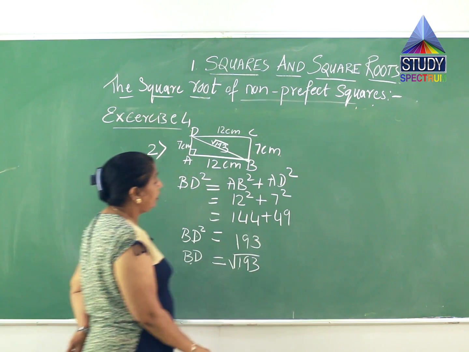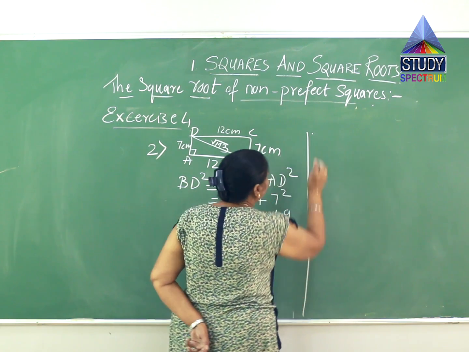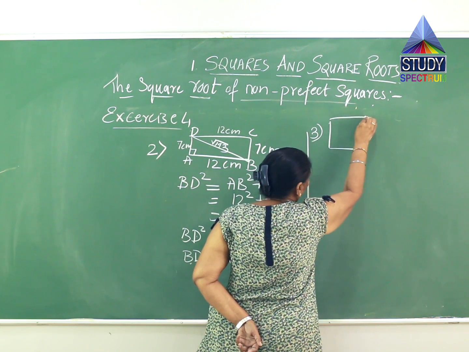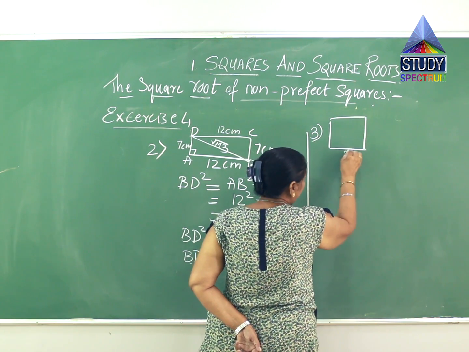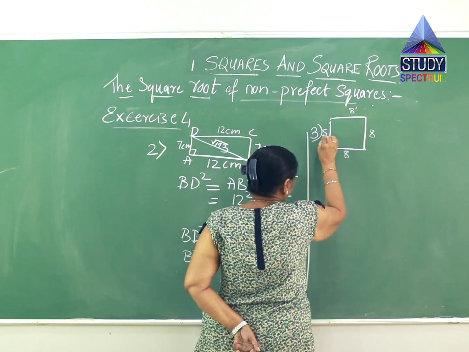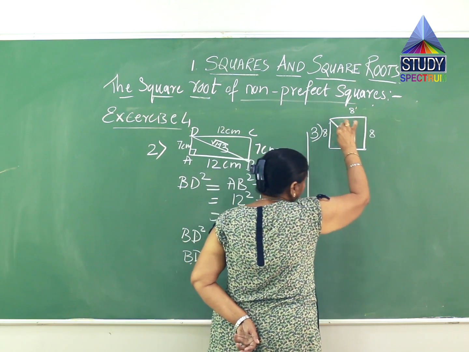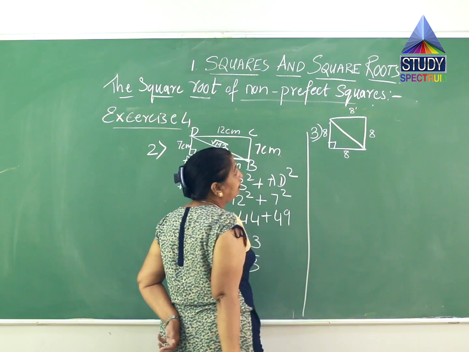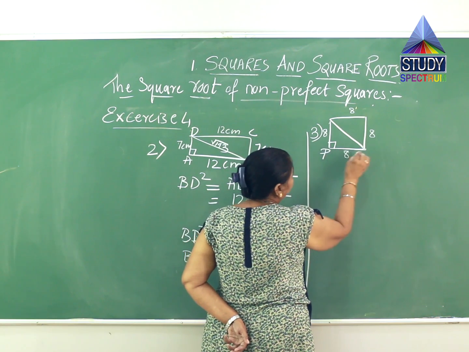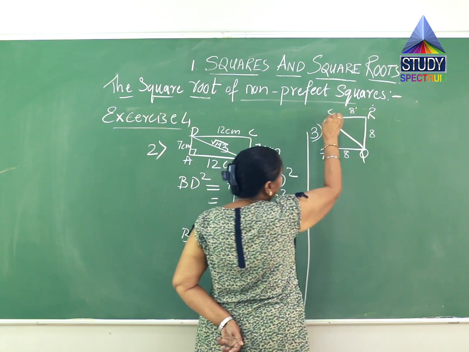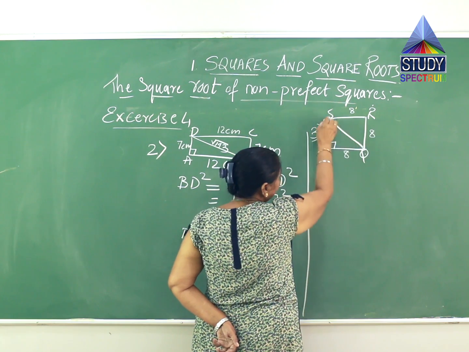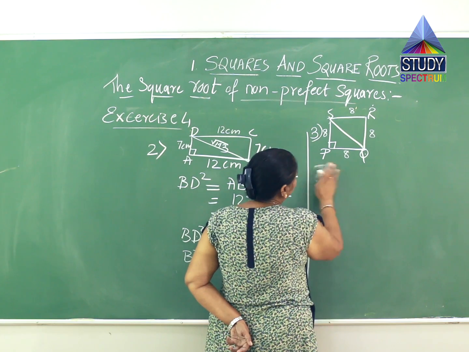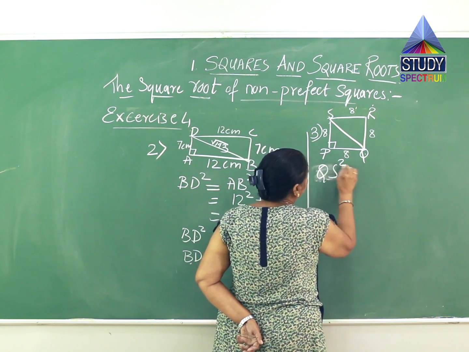The next, third question in this exercise is you have to find the diagonal of a square. Square means all the sides are equal and they have given 8. So all the sides are of equal length. And to find out the diagonal, again I have to apply the Pythagoras theorem as this angle is a right angle. Let me name this square PQRS. So now QS is a diagonal of this square.